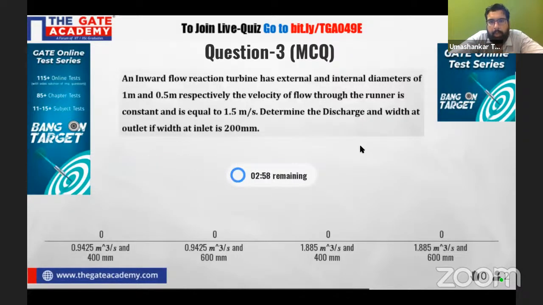Okay, now let's go for the third question. So this is your MCQ question. That means only one answer is correct. So please go for it. It is a question of reaction turbine. Very simple question. MCQ. In this MCQ, what we have to select is just one answer. Please go for it. Definitely you can do it.